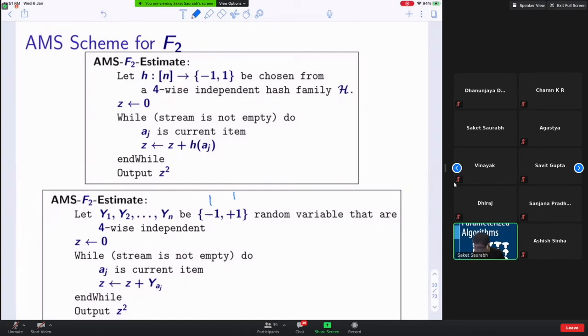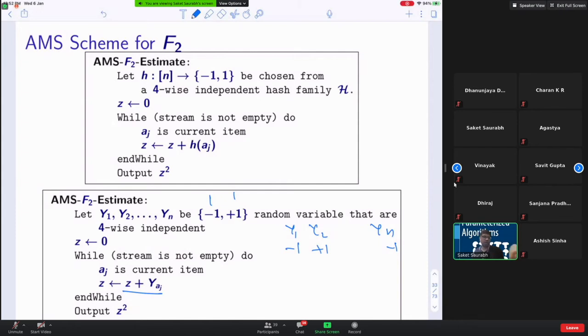So Z is 0, while the stream is not empty and Aj is the current item, what are you going to do? To Z, you're going to just update Y_Aj. You know what is the meaning of Y1 to Yn being -1/+1 random variables that are 4-wise independent? It just means that you have fixed the value. You have guessed this h in some sense, and like Y1, Y2, Yn, you fix this. You think of this as a function. Some instantiation of -1 and +1 has happened. This is what the algorithm is going to do.